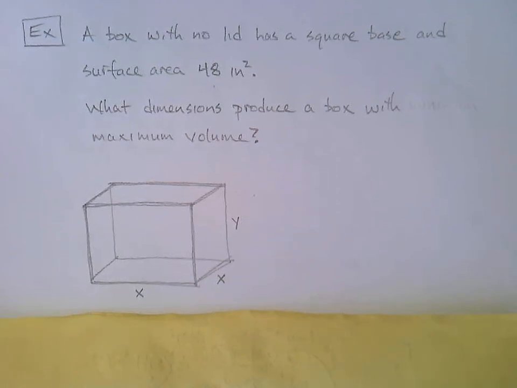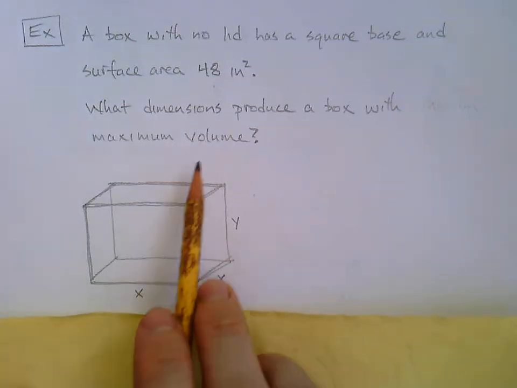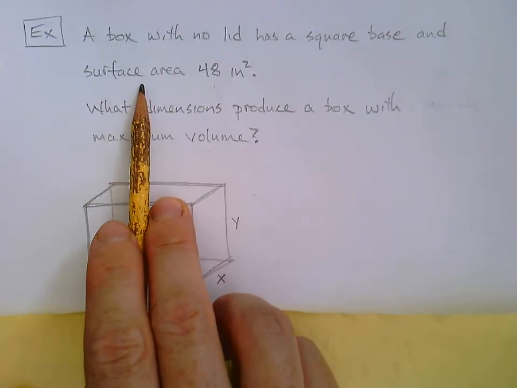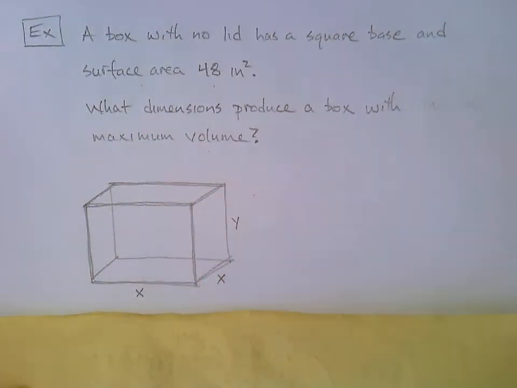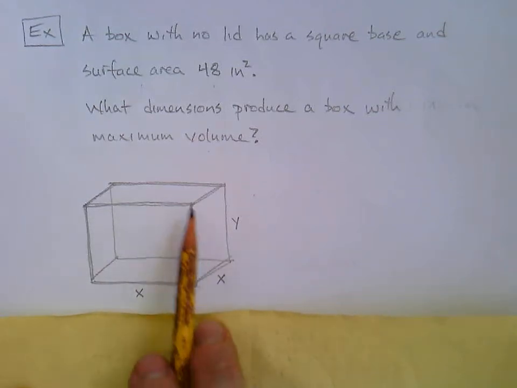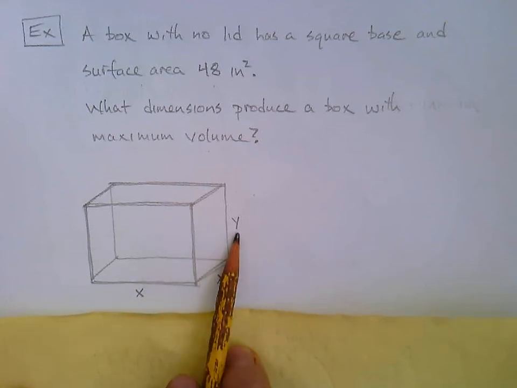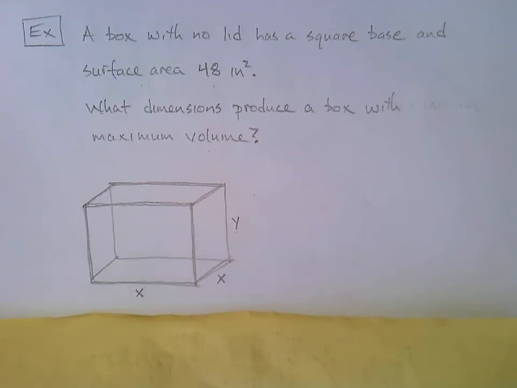Okay, notice the question talks about two different quantities. We need to maximize the volume, and it also mentions surface area. So let's think about both of those. When it comes to this drawing, what's the volume of this box? Well, volume is length times width times height. So the volume is x by x by y, or x squared y.